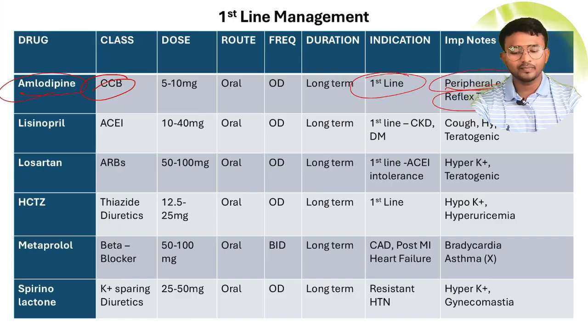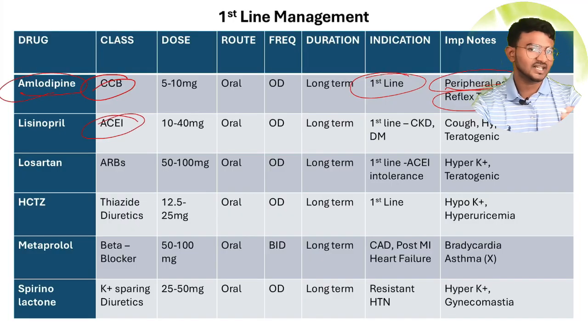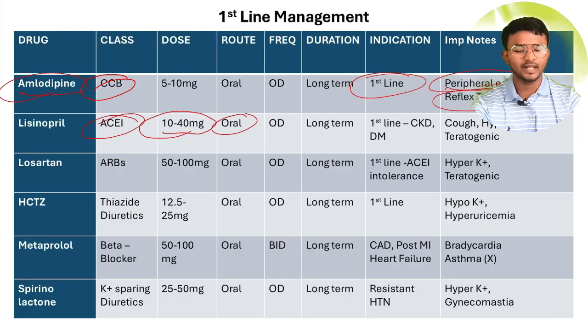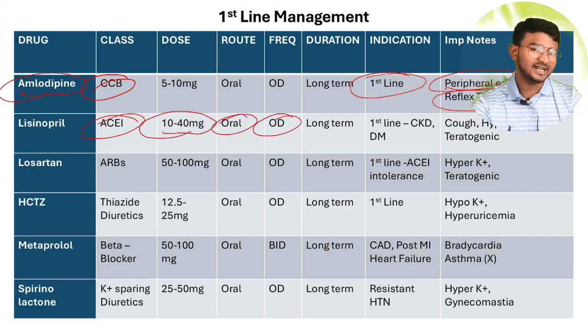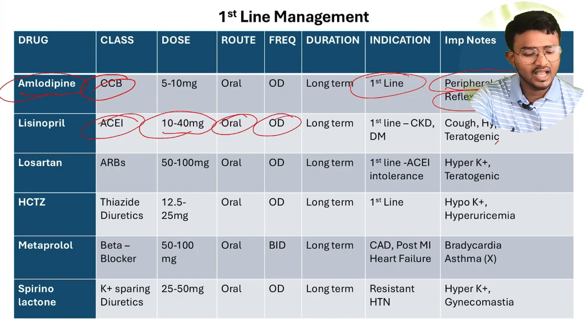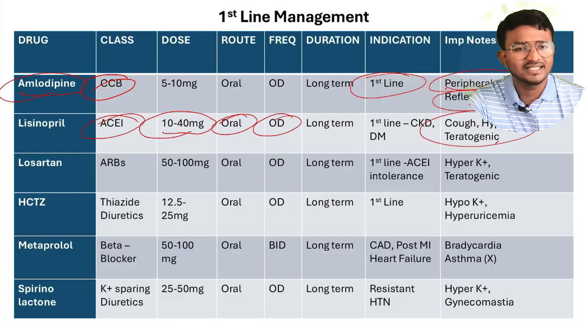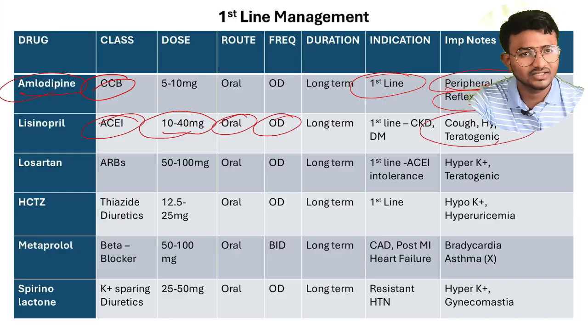Next, lisinopril, an ACE inhibitor, angiotensin converting enzyme inhibitor. The dosage is 10 to 40 milligram orally, OD, long term. It is the first line drug for chronic kidney disease and diabetes mellitus patients, to protect the kidneys. The side effects are cough and hyperkalemia, and in pregnant women it can cause teratogenicity.